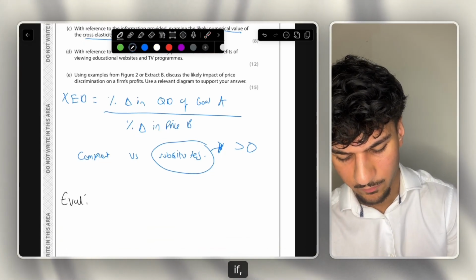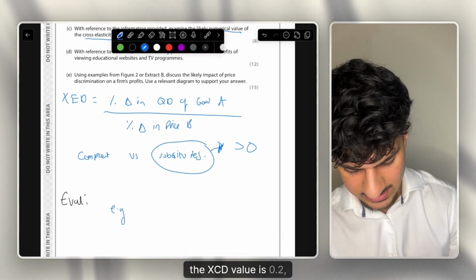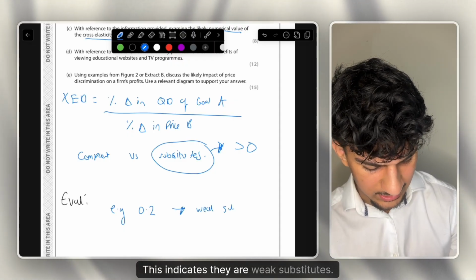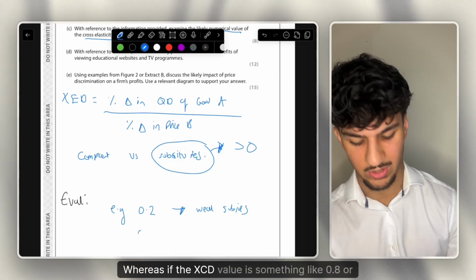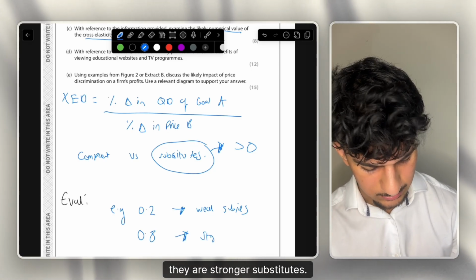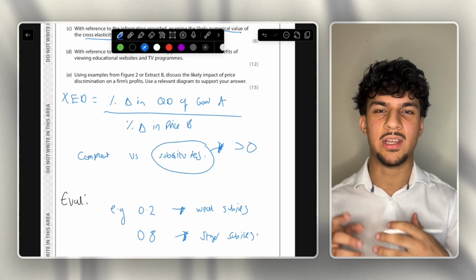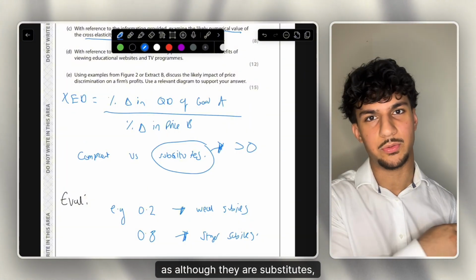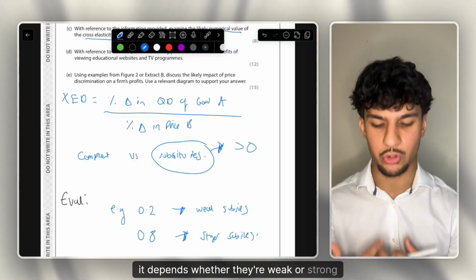For example, if the XCD value is 0.2, what does this indicate? This indicates they are weak substitutes. Whereas if the XCD value is something like 0.8 or 0.7, whatever you want to call it, they are stronger substitutes. So in evaluation, this depends on the value of the XCD, as although they are substitutes, it depends whether they're weak or strong substitutes.